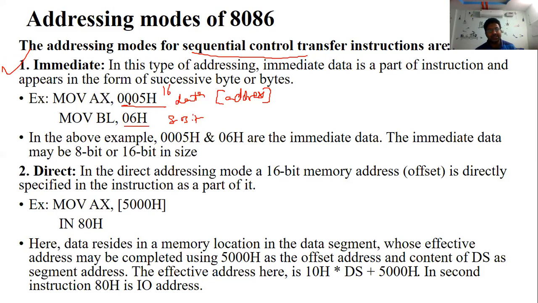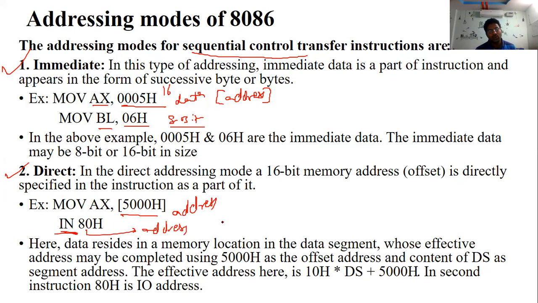How do we know that it is 16-bit? Because AL, BL, CL are 8-bit registers, while AX, BX, CX, DX are 16-bit registers. Then direct: in the instruction itself you represent the address. This is the address, and this is also the address.